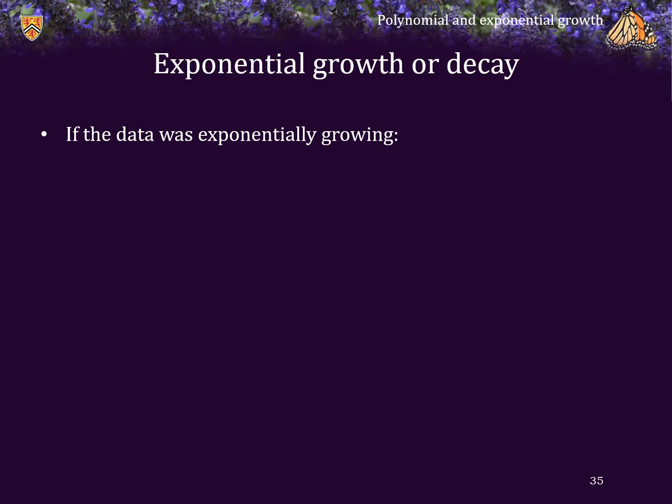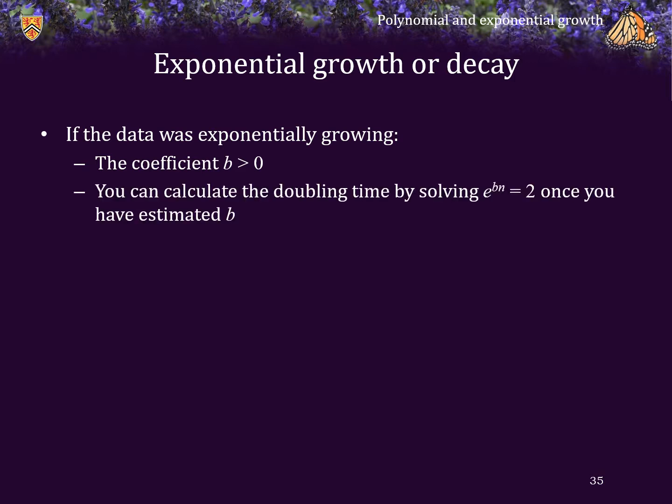Now, if the data we were looking at was actually exponentially growing, then the coefficient b would be greater than 0, as opposed to being negative, as we saw in the last example. Also, you could calculate the doubling time by solving e to the bn equals 2 once you've estimated b. Of course, the doubling time is just the negation of the halving time.